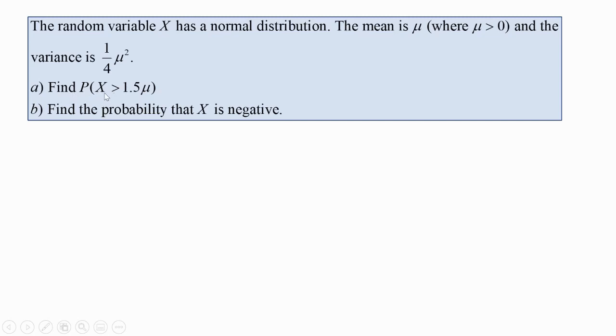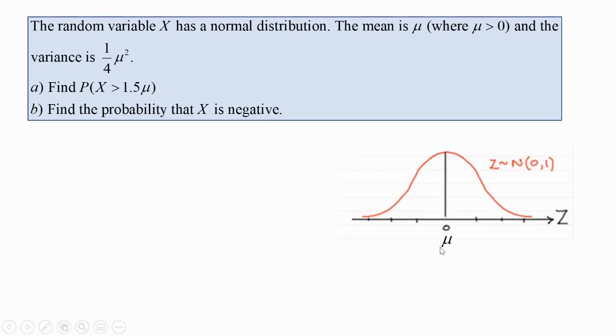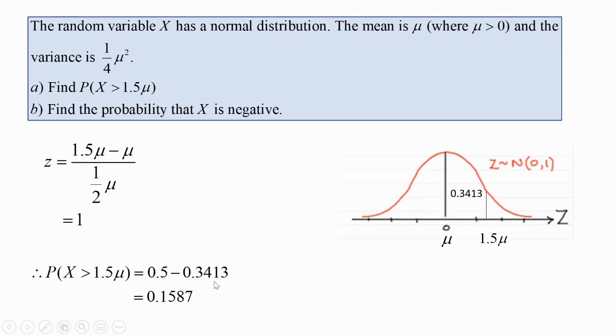They've asked us to find the probability that x is greater than 1.5 times mu. So I put my mu in. I know that 1.5 mu is bigger than mu, so it has to be over there, and I'm looking for the probability where x is greater than, so this side over here. Now I get a z-score: 1.5 mu minus mu over a half of mu, because my standard deviation is the square root of my variance, and I get a z-score of 1. If I get a z-score of 1, I can look up the table and get that probability. They've asked for the probability that x is greater than, so I go 0.5 minus 0.3413, and I get 0.1587.